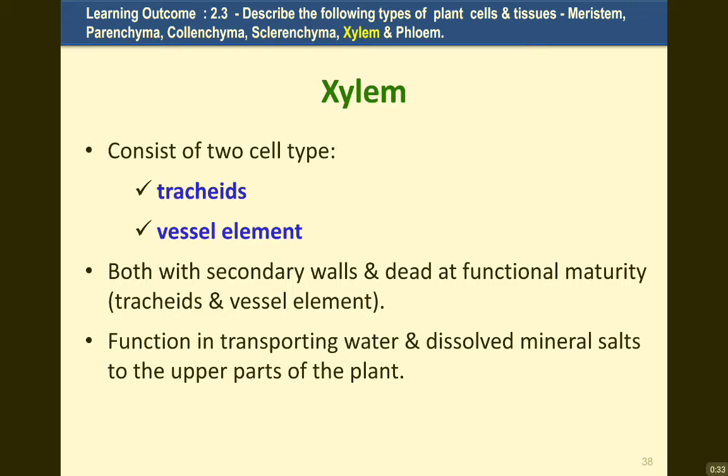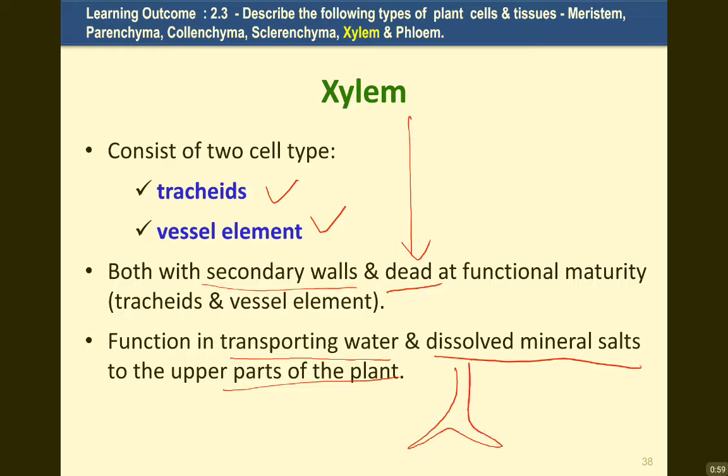Okay, so xylem has tracheids and vessel elements. Both of these, tracheids and vessel elements, are made up of secondary cell wall and are dead. So xylem is a dead cell. What is the function of xylem? It is used to transport water and dissolved mineral salts to the upper parts of the plant, because the plant absorbs water from the root. So the water will be transported upwards by xylem.